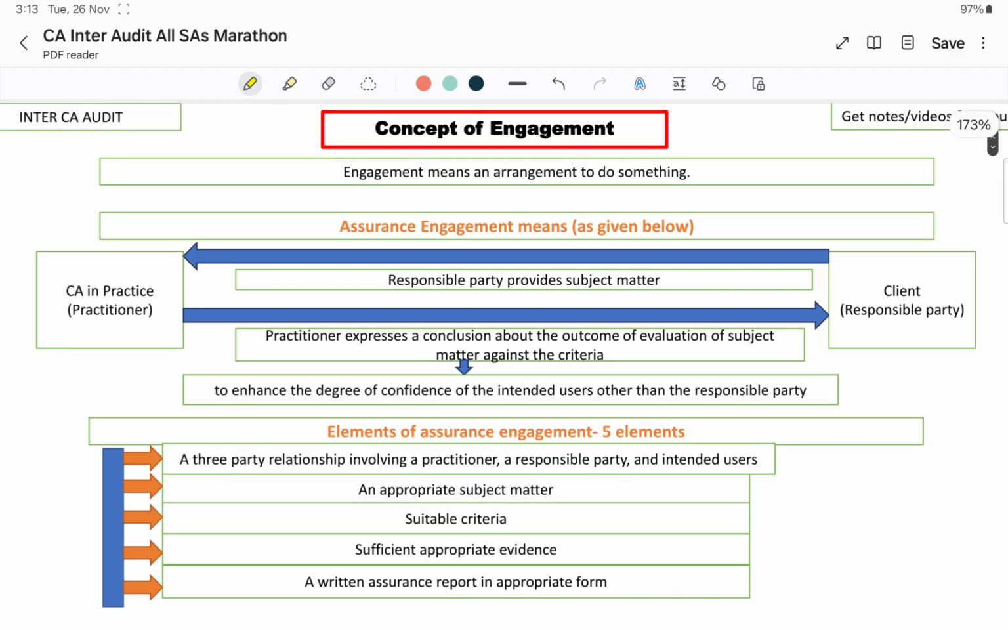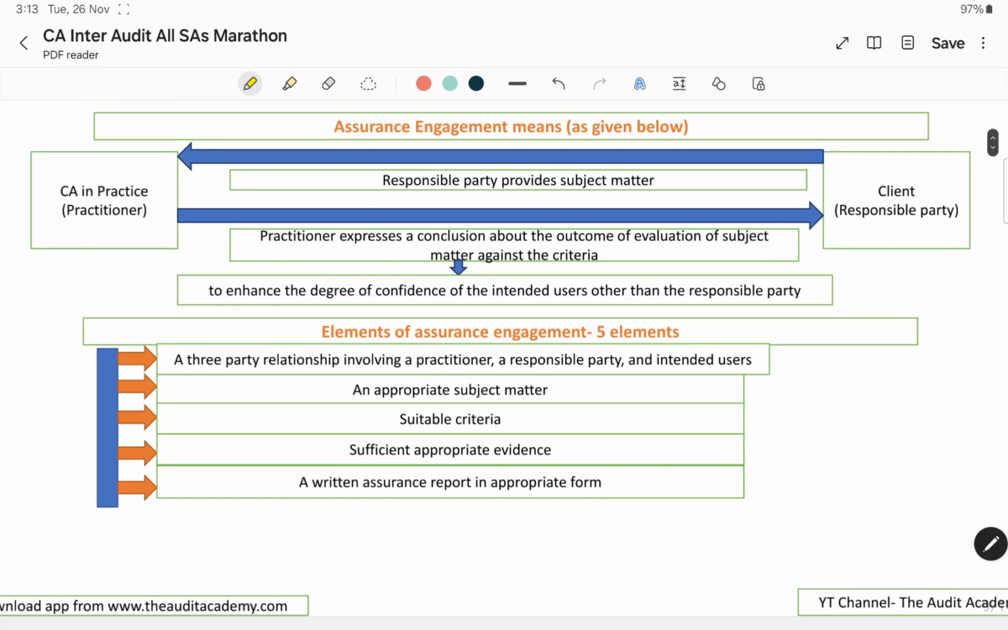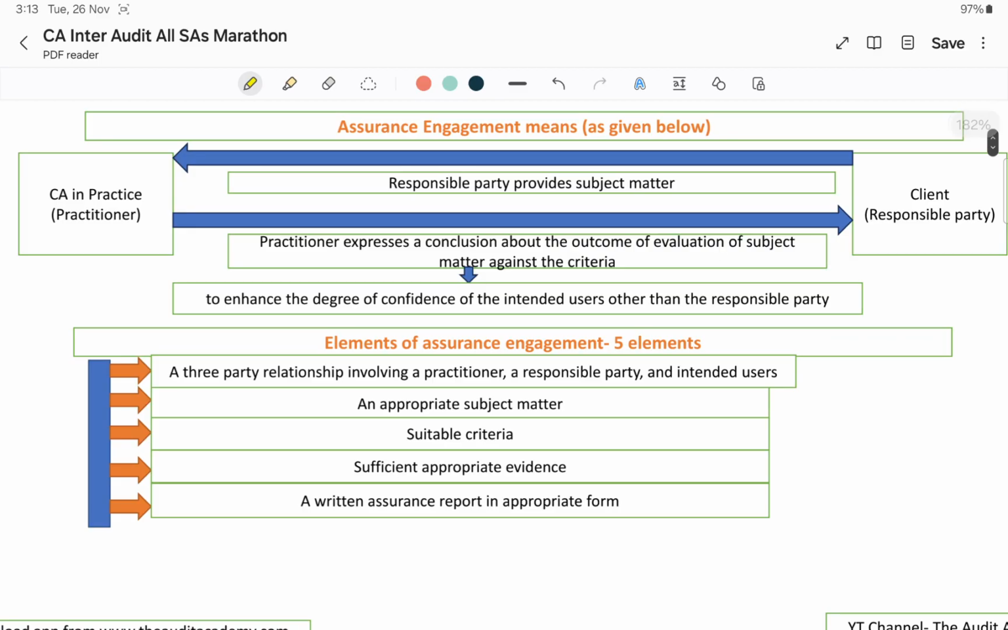The next is the concept of engagement. Engagement means an arrangement to do something. Now assurance engagement means there is a CA in practice, which is called a practitioner. There is a client, responsible party. So responsible party provides a subject matter to a practitioner, and practitioner expresses a conclusion about the outcome of the evaluation of the subject matter against the criteria to a responsible party to enhance the degree of confidence of the intended user other than the responsible party. Who are the intended users? Shareholders or government.